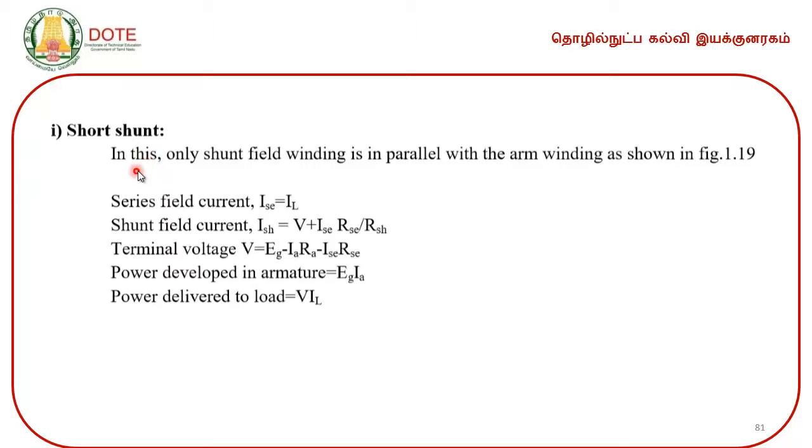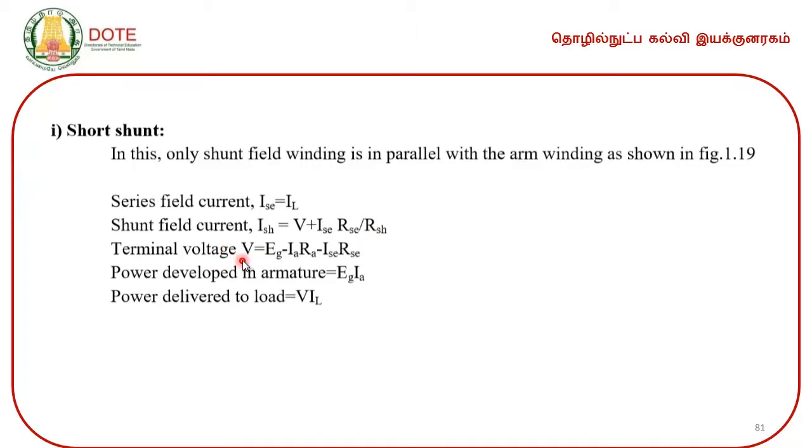In short shunt, only the shunt field winding is in parallel with the armature winding, as shown in figure 1.19. Here the series field current ISE is equal to IL, that is, the load current and the series field current are the same. Shunt field current ISH is equal to V plus ISE RSE divided by RSH, where ISE is the series field current, RSE is the series field resistance, and RSH is the shunt field resistance.